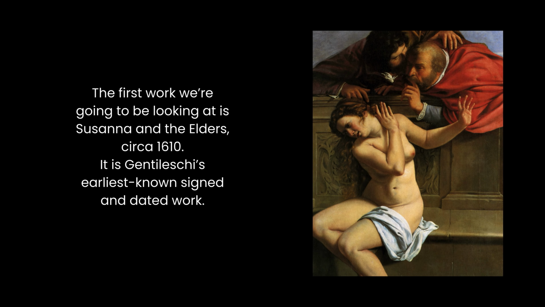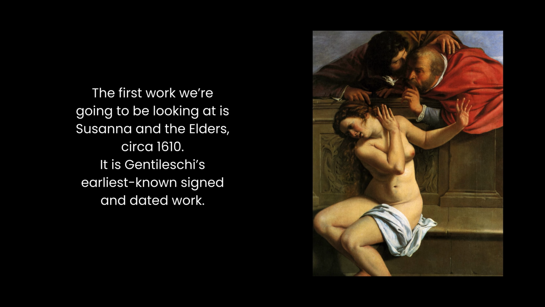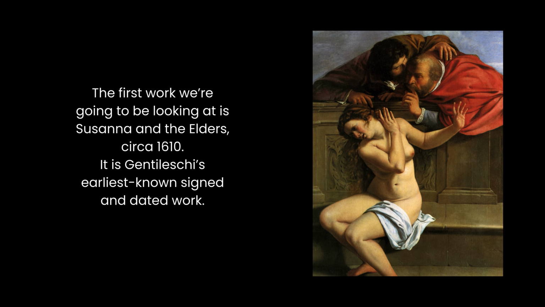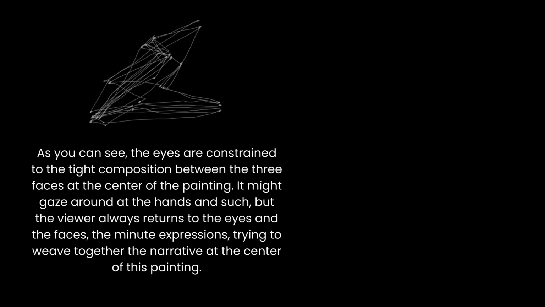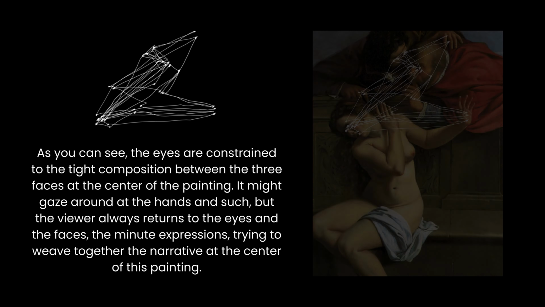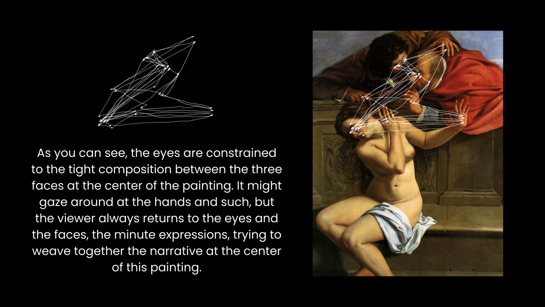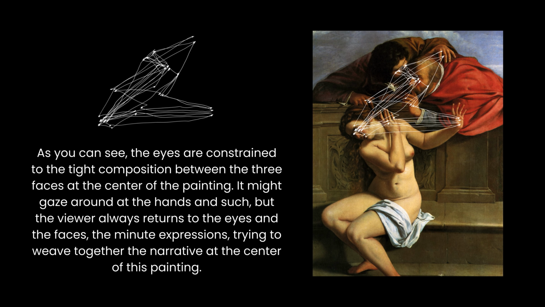The first work we're going to be looking at is Susanna and the Elders, circa 1610. It is Gentileschi's earliest known signed and dated work. As you can see, the eyes are constrained to the tight composition between the three faces at the center of the painting. It might gaze around at the hands and such, but the viewer always returns to the eyes and the faces, the minute expressions, trying to weave together the narrative at the center of this painting.